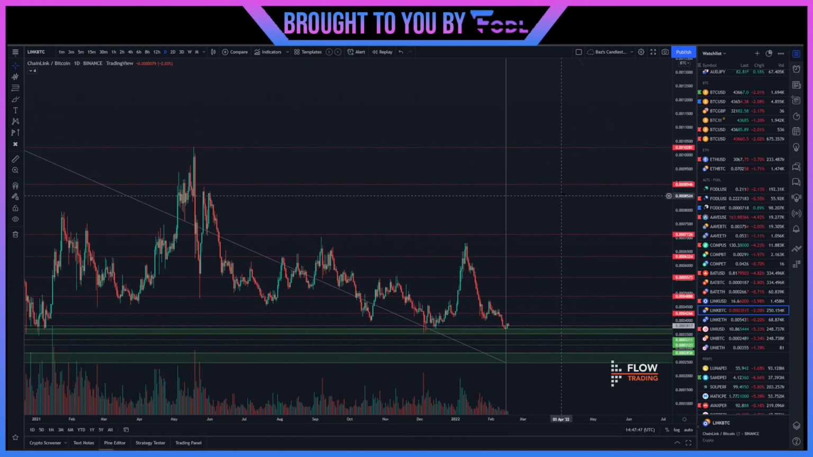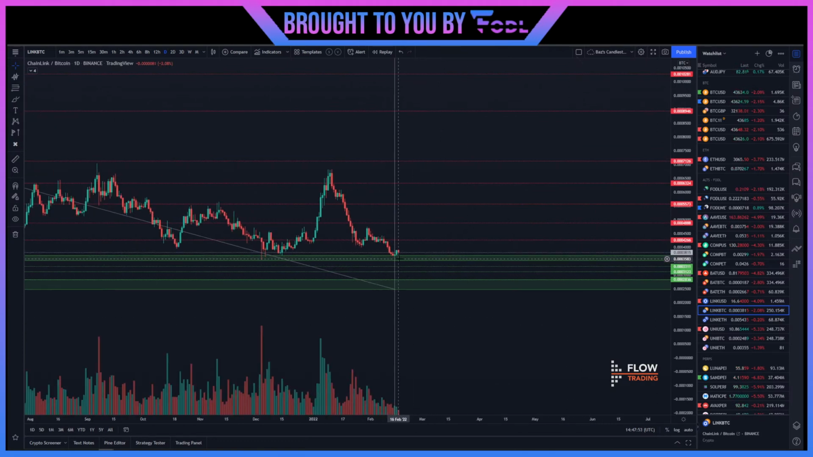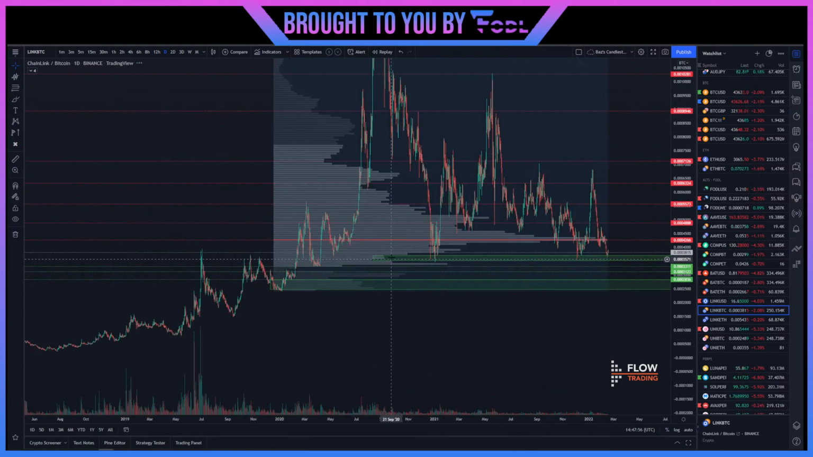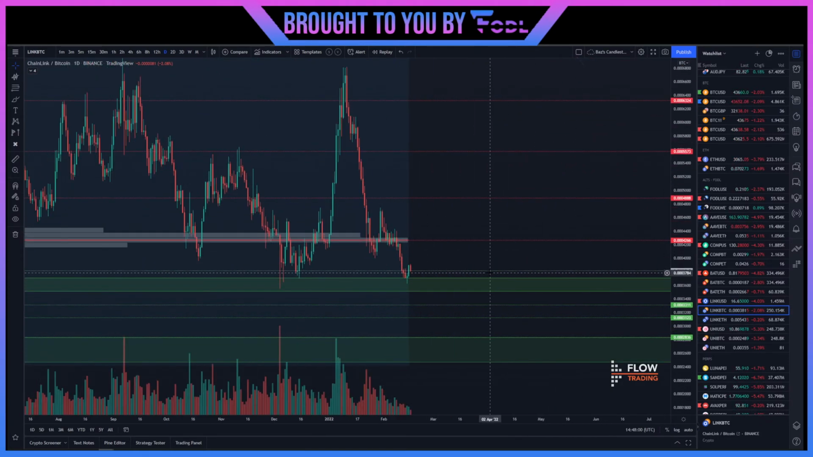Link versus BTC, very much the same thing. We did rally. Now we've printed a lower low here, and it just looks like there's a low volume area here. As you can see, there's a low volume node. That's where that green rectangle is. It's acting as support, just like I said it would.